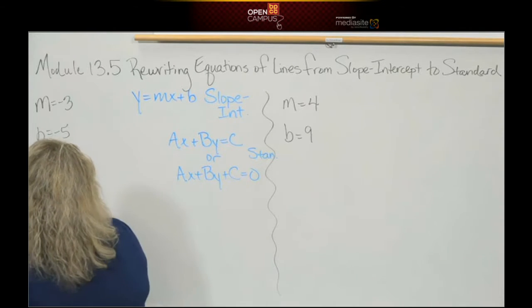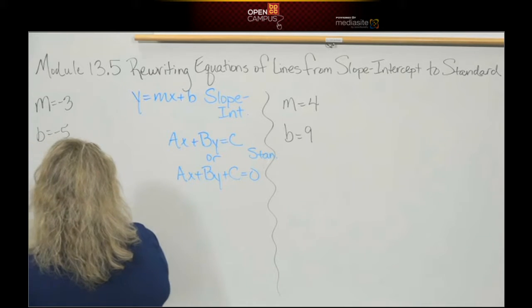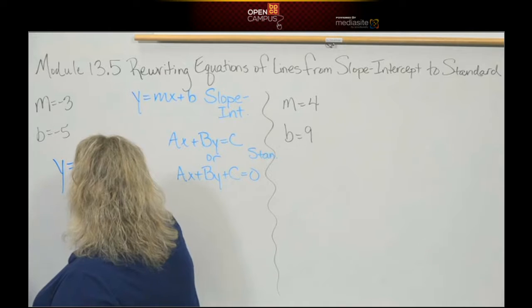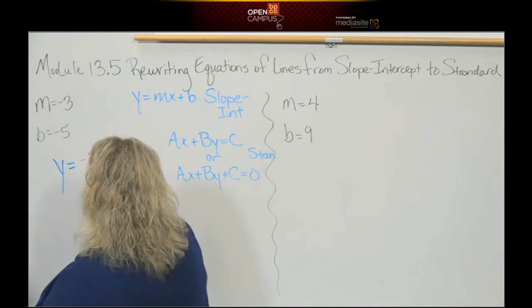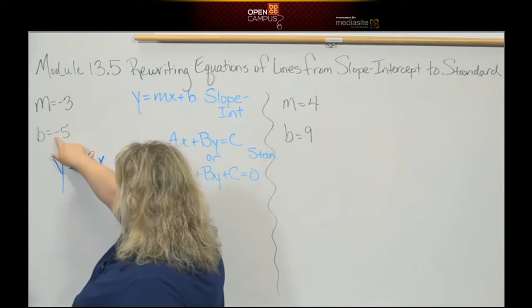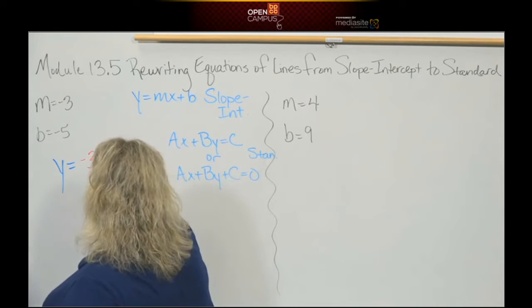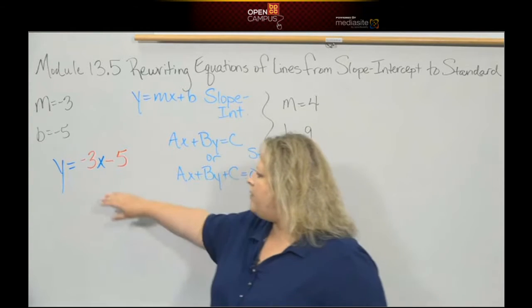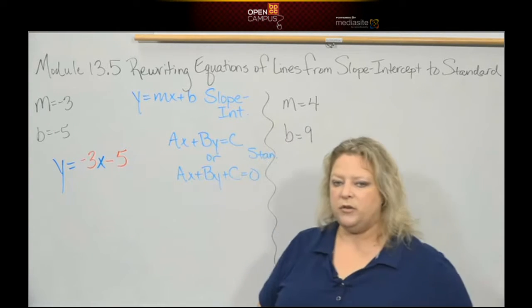So I'm going to have y equals -3. -3 is my slope. X plus b. Well, instead of a plus, look what b is. B is negative, so let's write -5. Okay, so I did my substitution again. Red for the substitution, blue for the original.